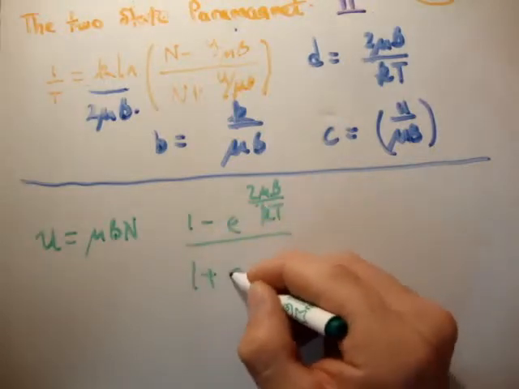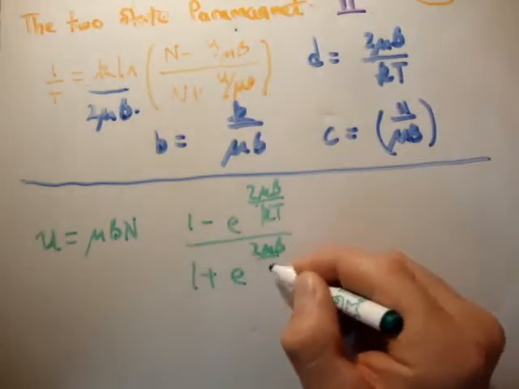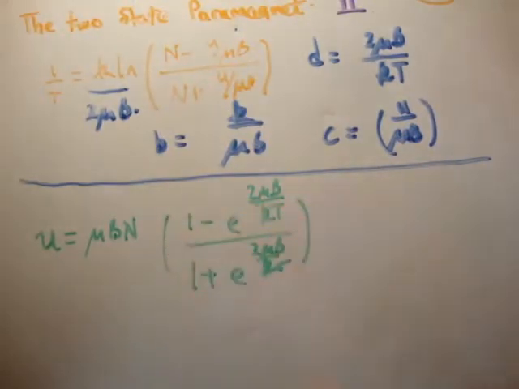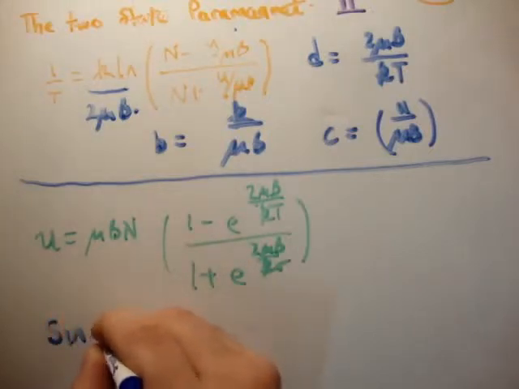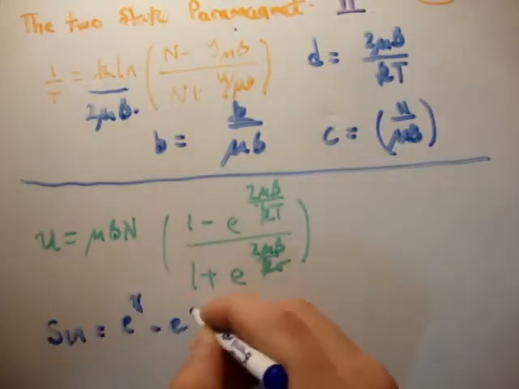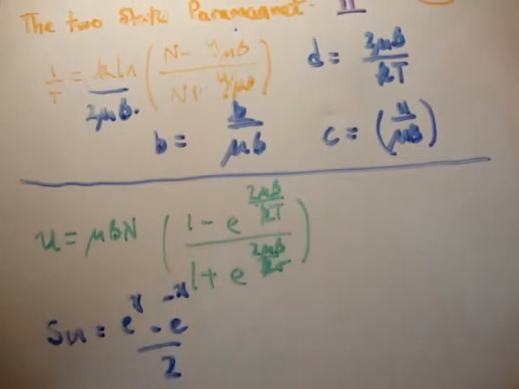1 plus e to the 2 mu b over kt. Like that. Now, here's a trick. You should perhaps know this, that if we define the hyperbolic sine as e to the x minus e to the minus x over 2, and the hyperbolic cosine as e to the x plus e to the minus x over 2, and define the hyperbolic tangent as normal as sine over cos, we're going to get the following.